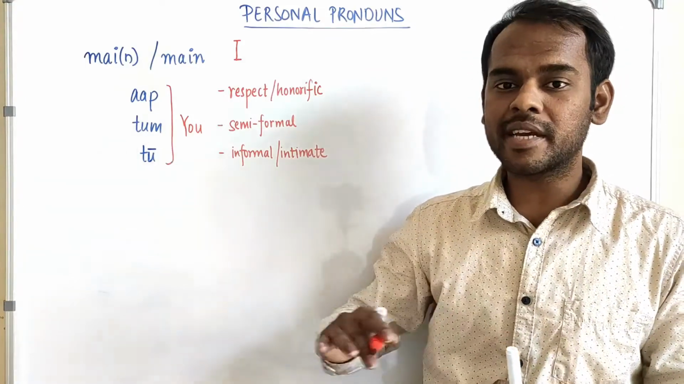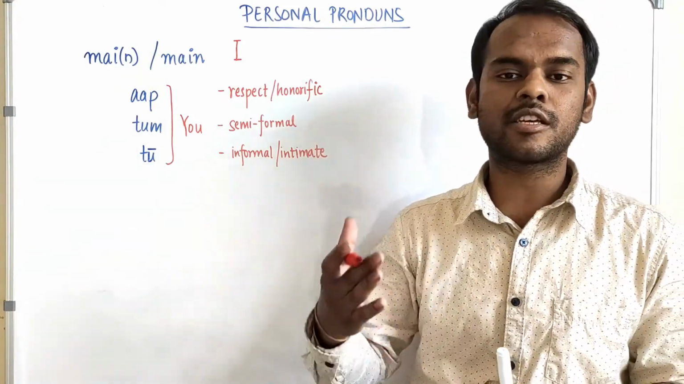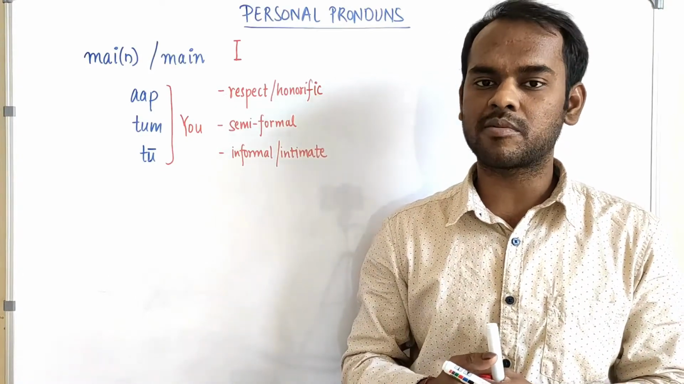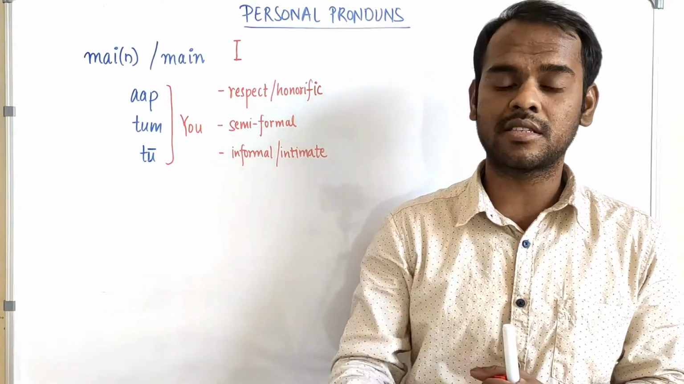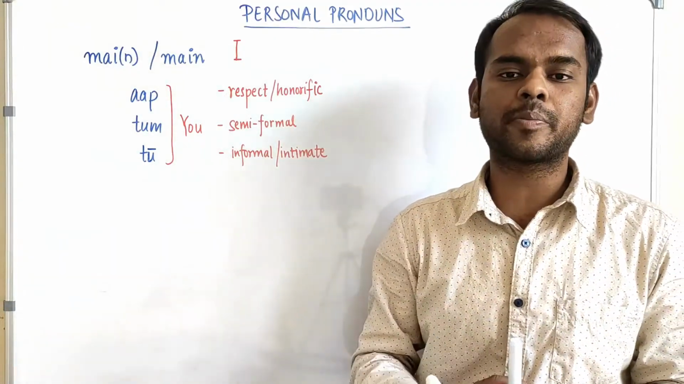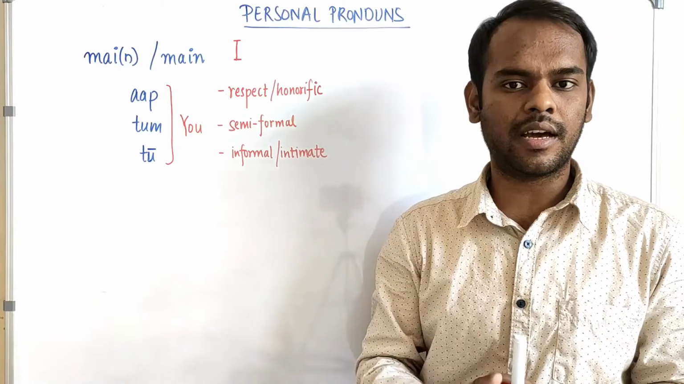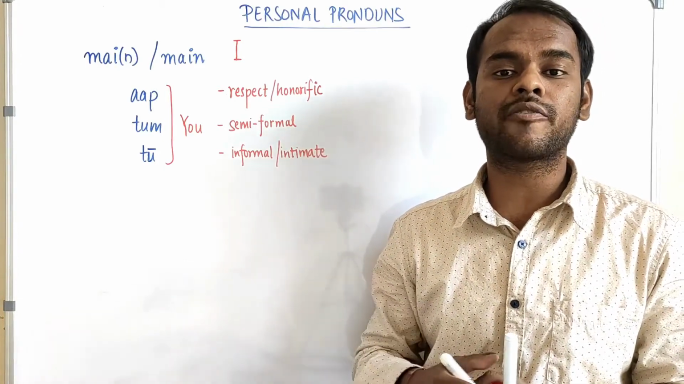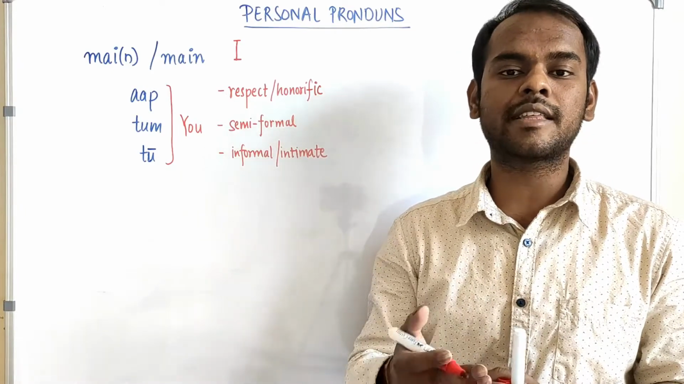Tum is the mid-formal form of saying you in Hindi. Tum is used with the people of the same generation, of almost similar age. While tu is only used with the people who are very close in your life. For example, your best friend, for example, your sibling of equal age or younger than you.